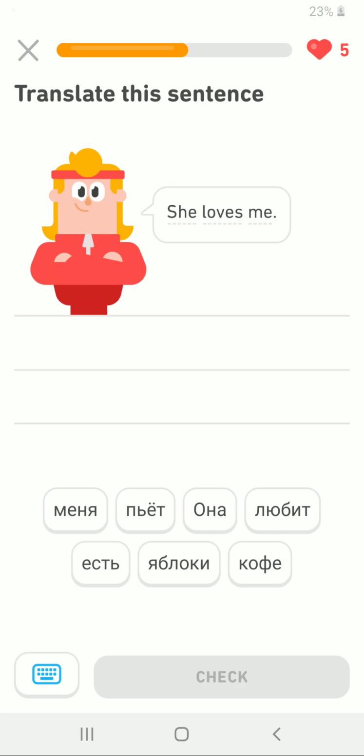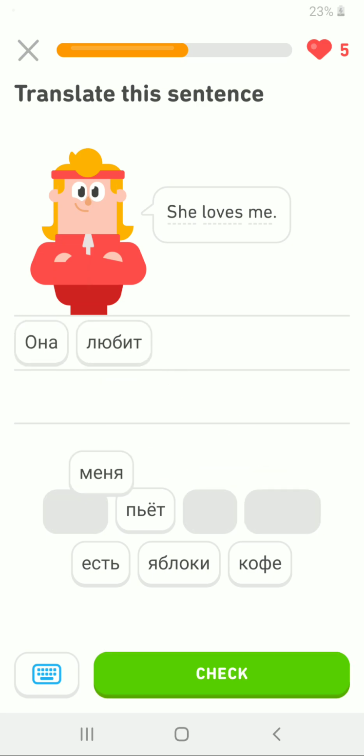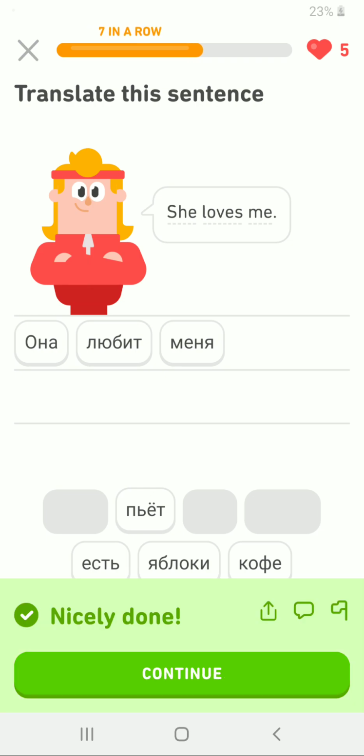She loves me. Она любит меня. Notice here, меня is the object pronoun of я. Я means I in Russian. So она любит меня. She loves me. So меня means me, basically.